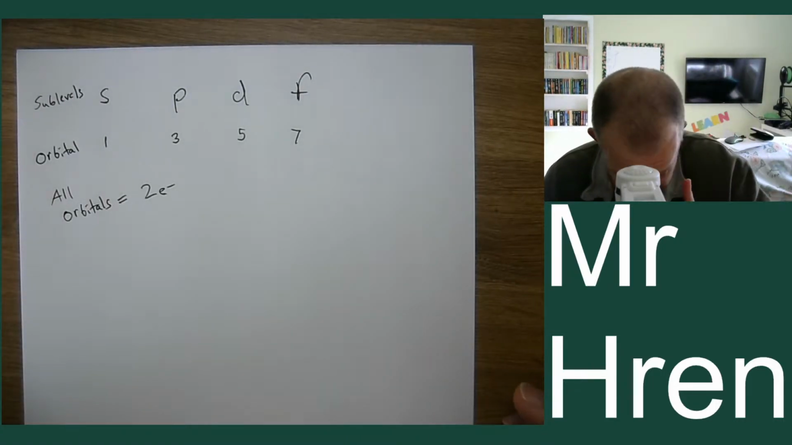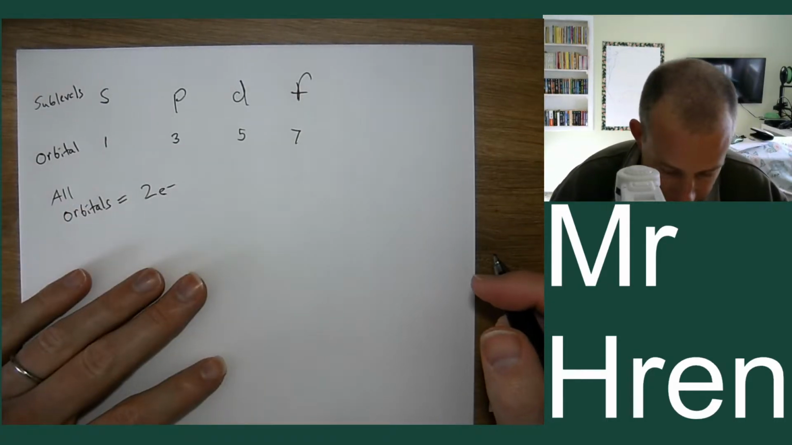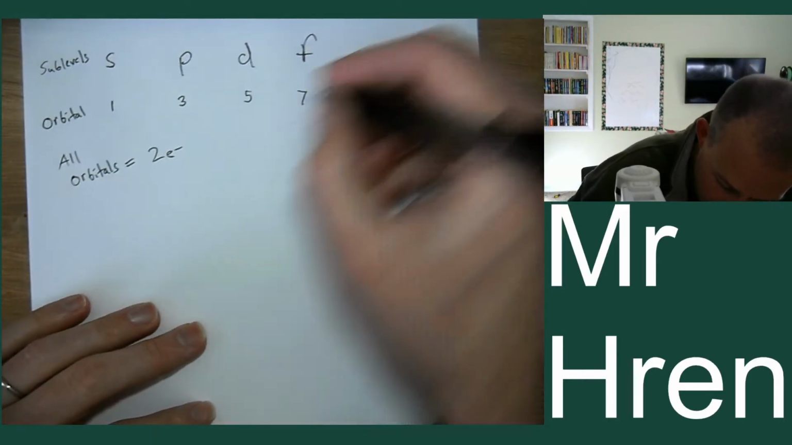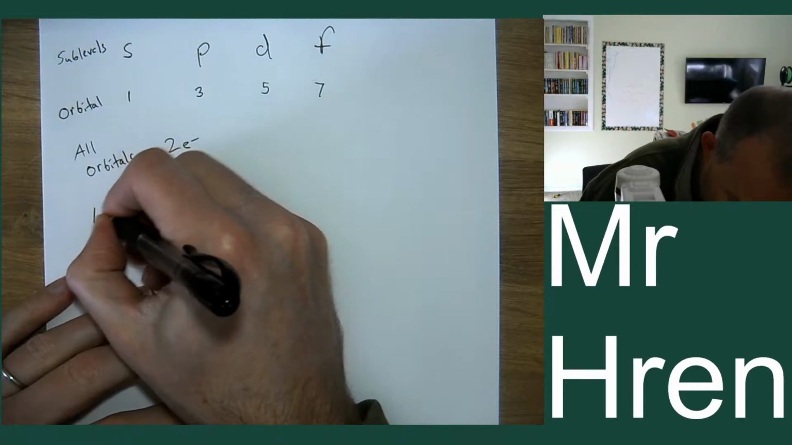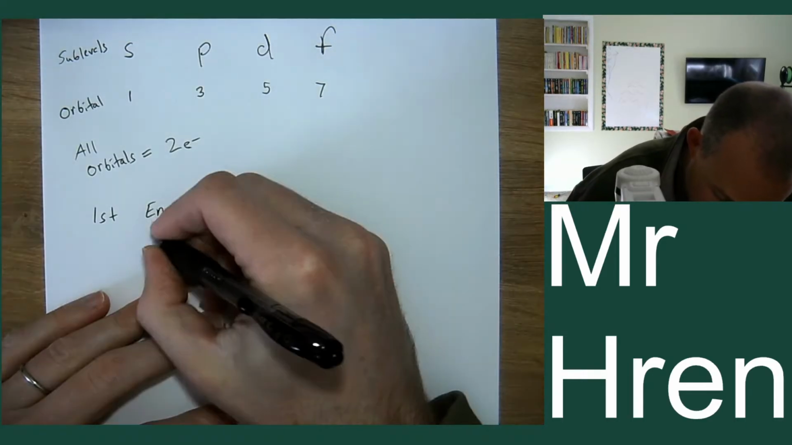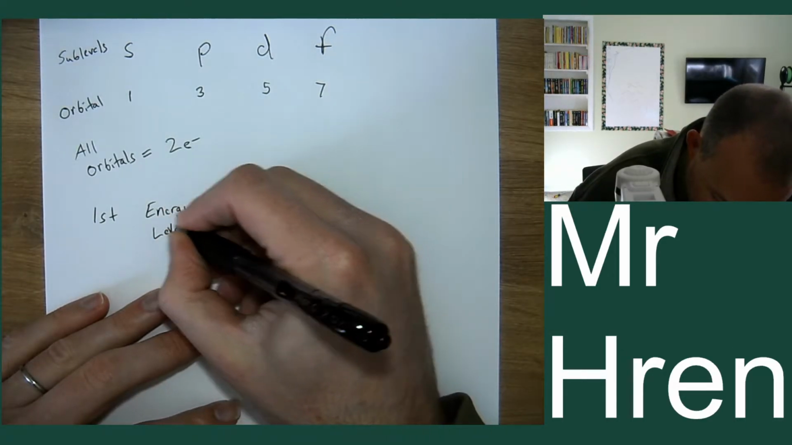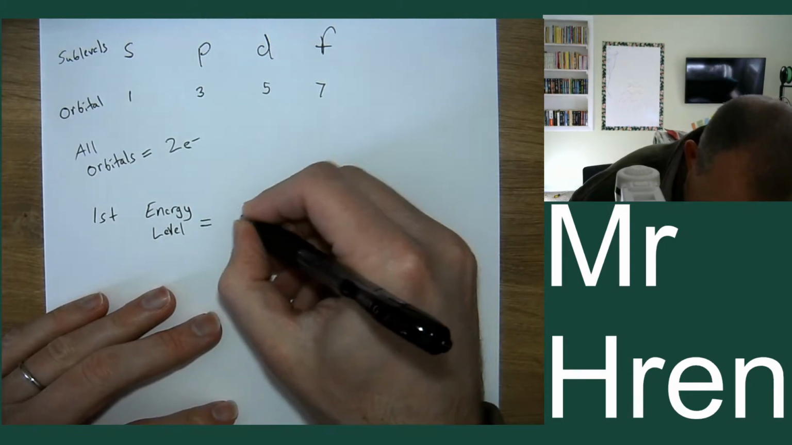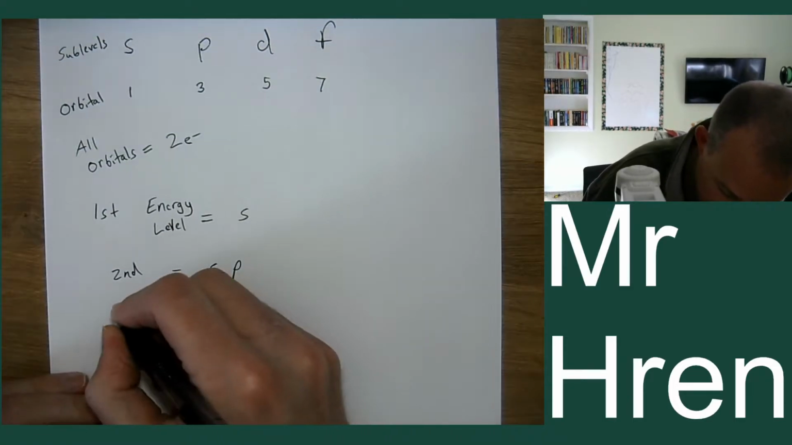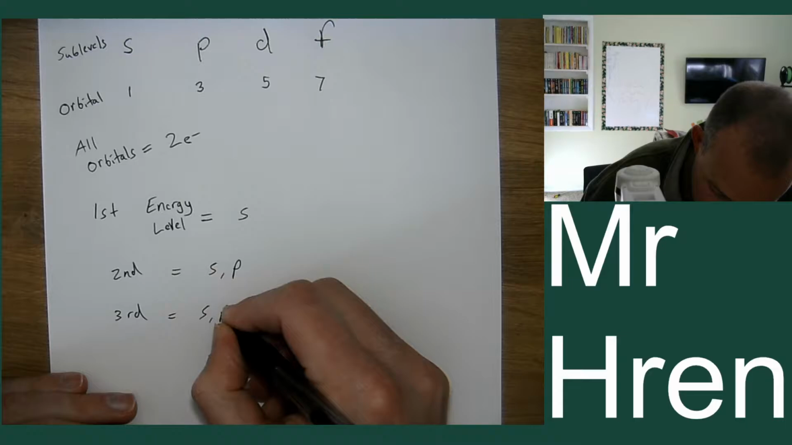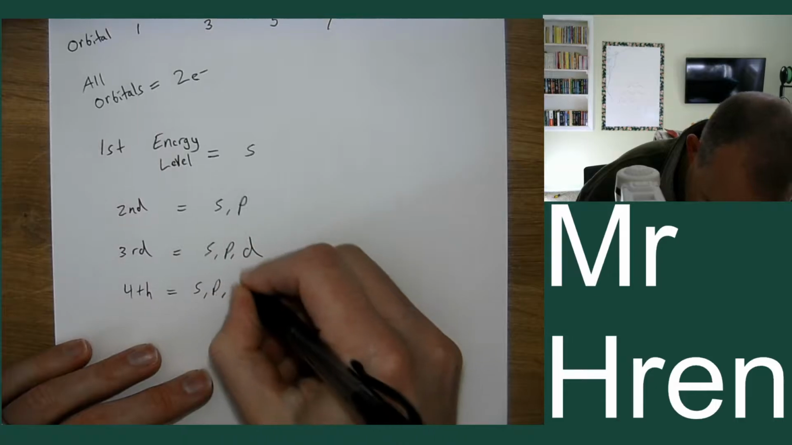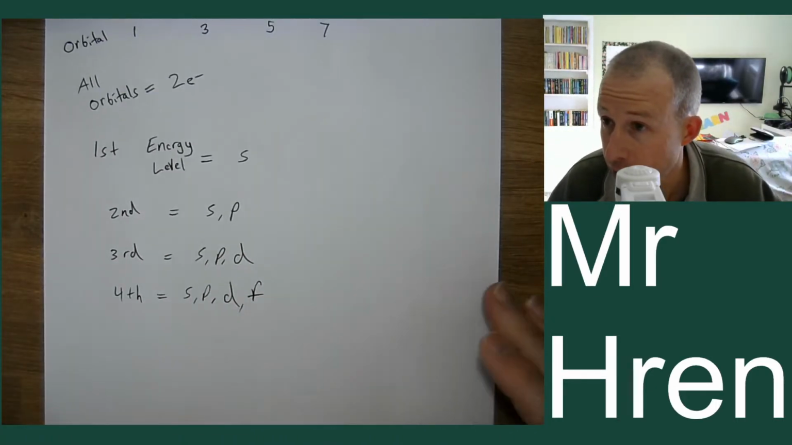And then remember, to be even more specific, certain energy levels only have certain sublevels. Like the first energy level, and this is all from the chart on that electrons worksheet. The first energy level only has the S sublevel. The second has the S and the P. The third is S, P, D. Fourth is S, P, D, and F, and so on and so forth.